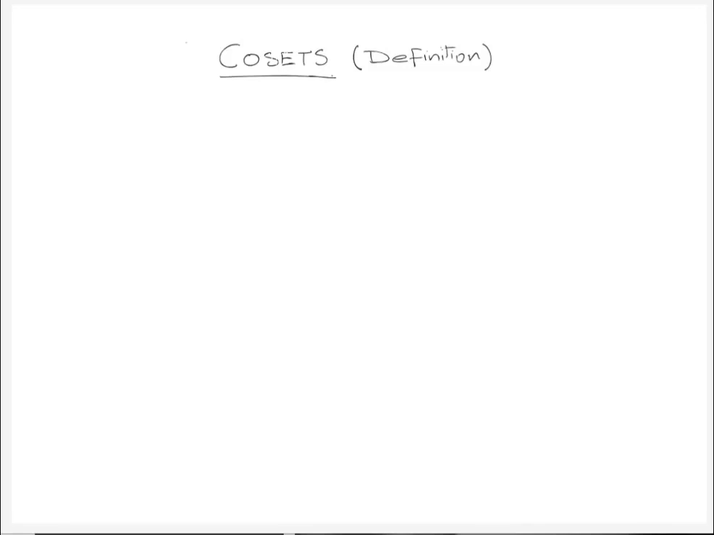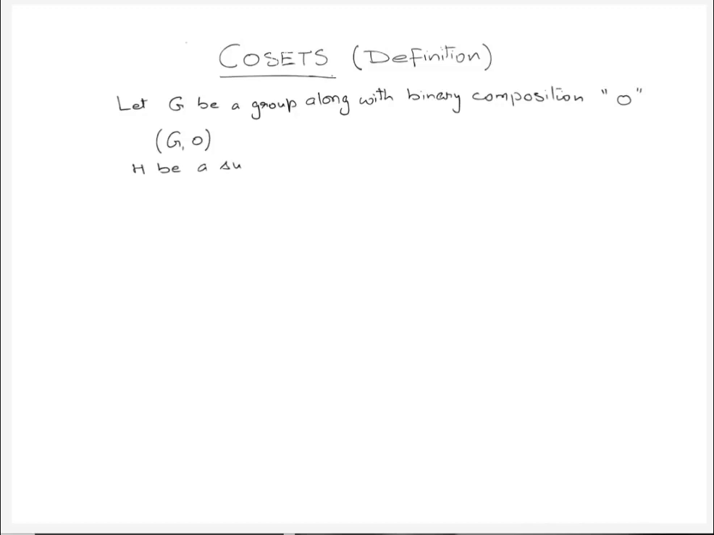Our today's topic is coset. In group theory, how do we define a coset? The definition of coset is: let us consider G to be a group with binary composition O. Consider a subset of G, that is H, such that H is a subgroup of G.